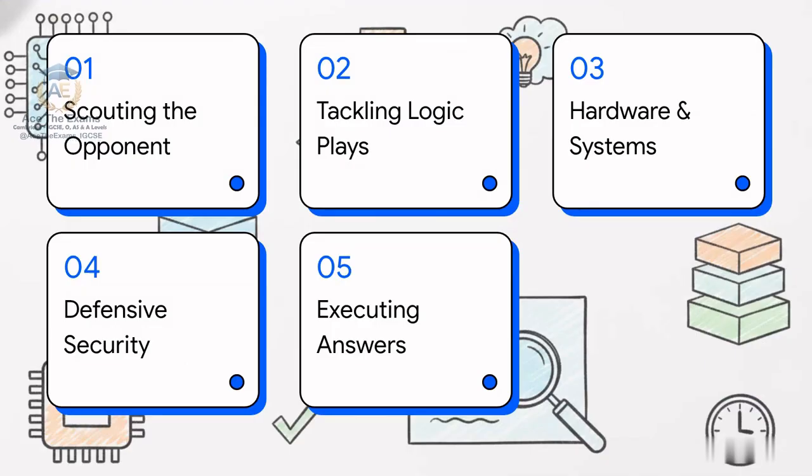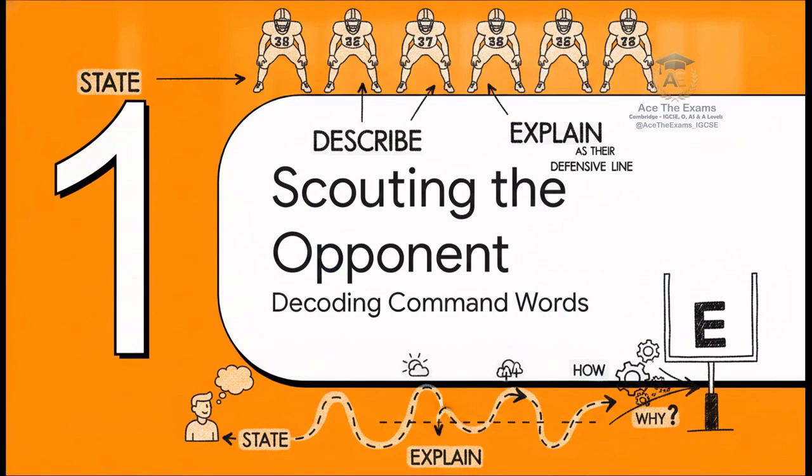So here is our playbook for today to fix these massive errors. 1. Scouting the exam opponent. 2. Tackling the logic plays. 3. Hardware and system tactics. 4. Defensive security maneuvers. And finally, executing the perfect answer. Let's dive in. Act 1. Scouting the opponent and decoding command words.